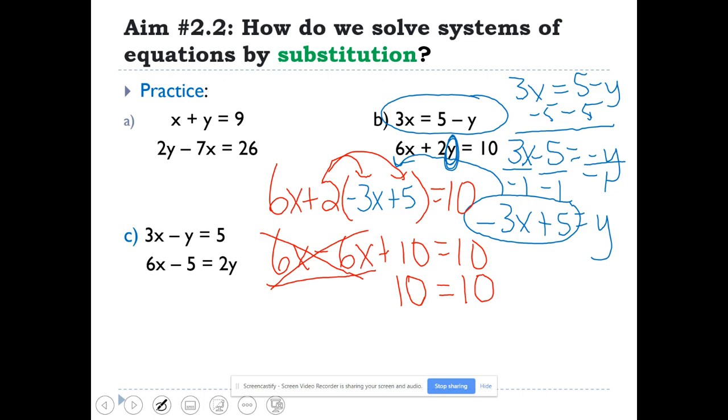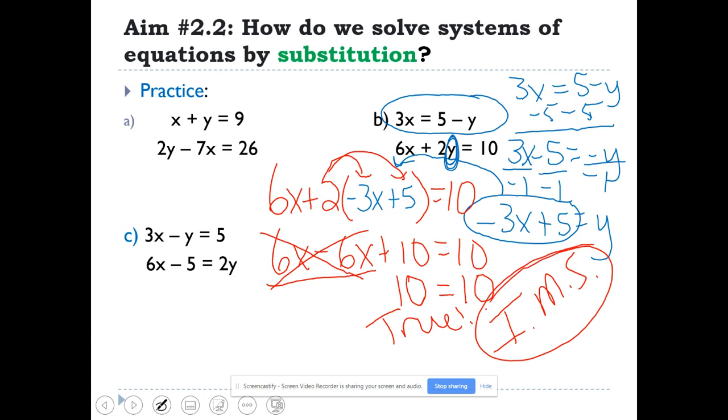Well, 10 equals 10. That's a true statement. And if we look back towards the top of our notes, a true statement means infinitely many solutions. And that's what we write for our answer.